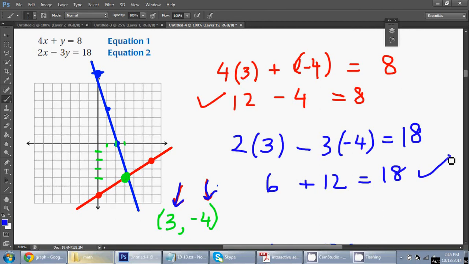But in this method, you found it by graphing it and then visually telling the point where they intersect. Next, we're going to talk about a different method of solving equations.